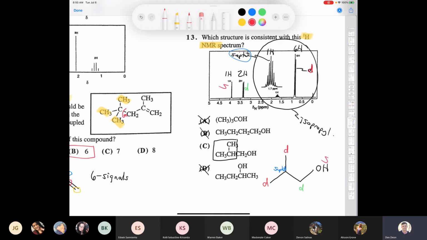So yeah, I think that C is definitely consistent with the structure of this compound. And this would be isobutyl alcohol.